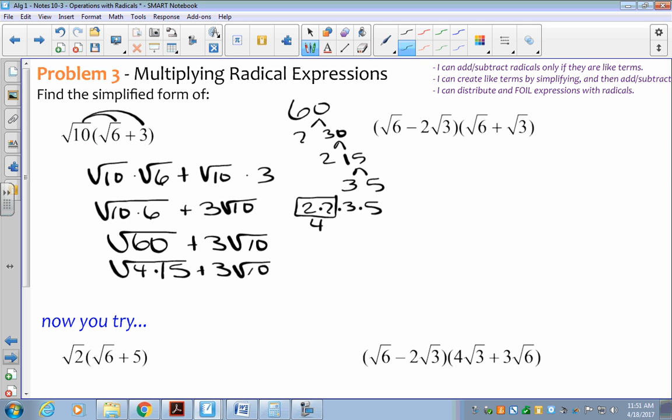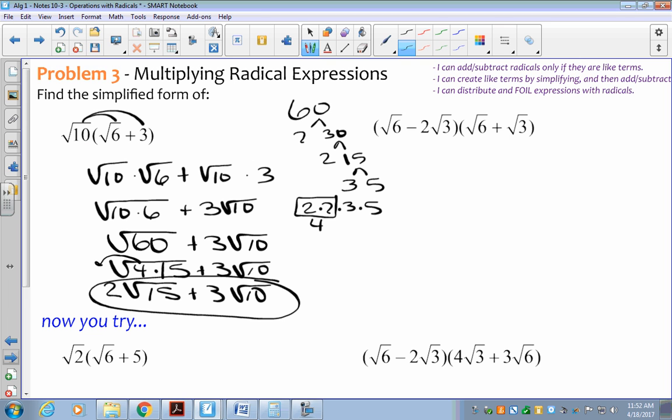Let's go ahead and take the square root of that 4 and move him out of the square root prison. He's like, see ya, 15, I'm out of here. So he moves out and becomes a 2. 15 stays inside, incarcerated. And now we can't do anything because it's got to be the same radical in order to add them together. So we just keep 3 root 10, and we have now a 2 root 15.